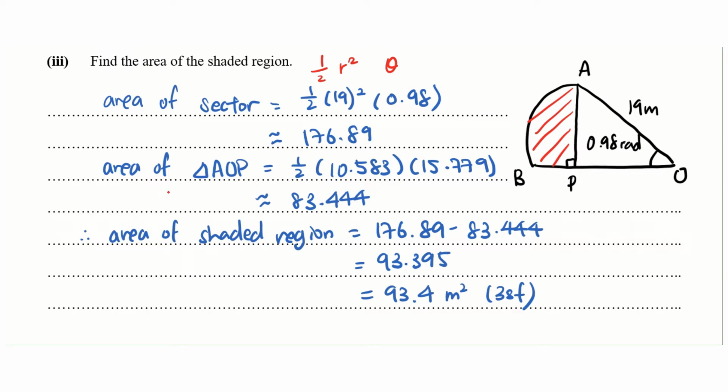Then the area of triangle AOP can be found by taking half times base times height. So the base will be OP and the height is AP, and these are values that we have found in part 1 and part 2. So I will get the value 83.444. So I will then take the sector minus away the triangle, and I will finally get the value 93.4 meters square when rounded to 3 significant figures.